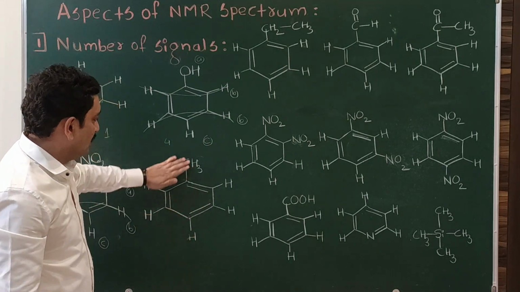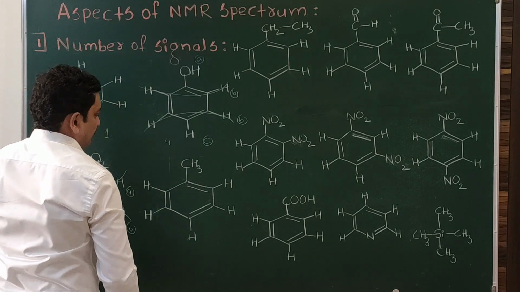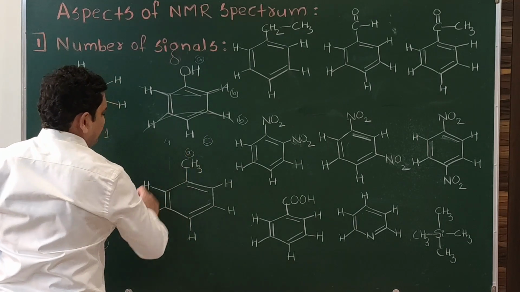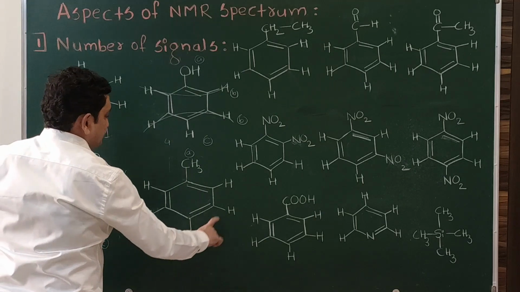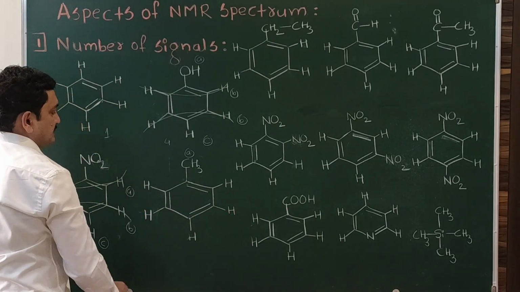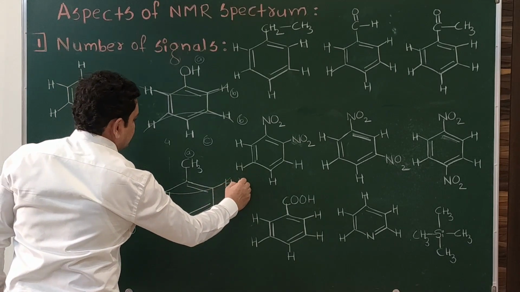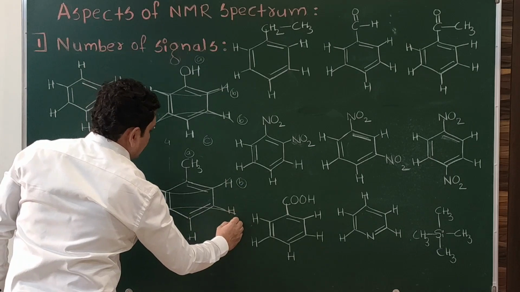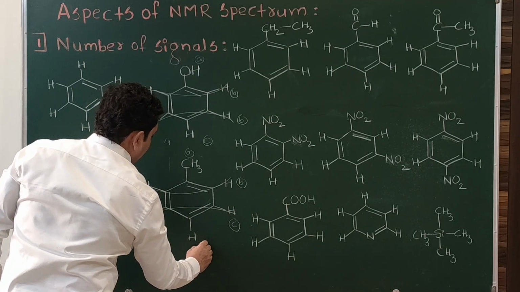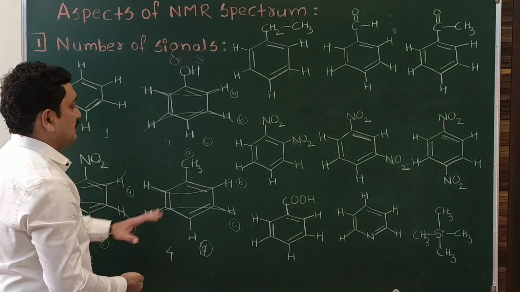Now toluene. Toluene, how many signals will it give? One signal for the CH3 hydrogens. Now these 5 hydrogens in low resolution will give only one signal. In high resolution they will differ. Ortho hydrogen gives one signal, meta will give another one, and para will give another one. So it will give a total of 4 signals in high resolution for toluene.